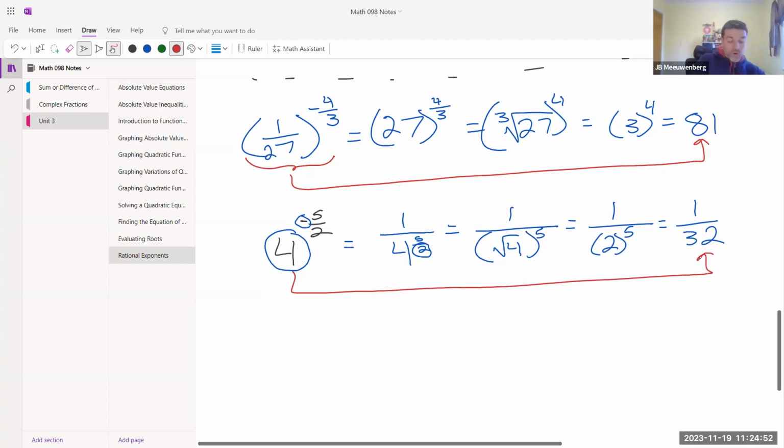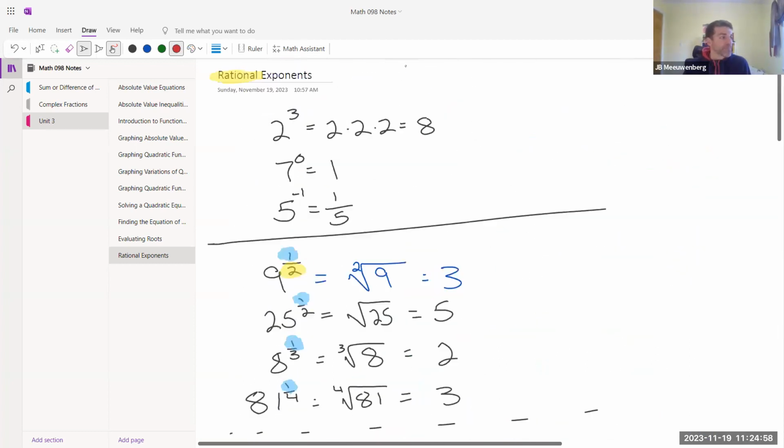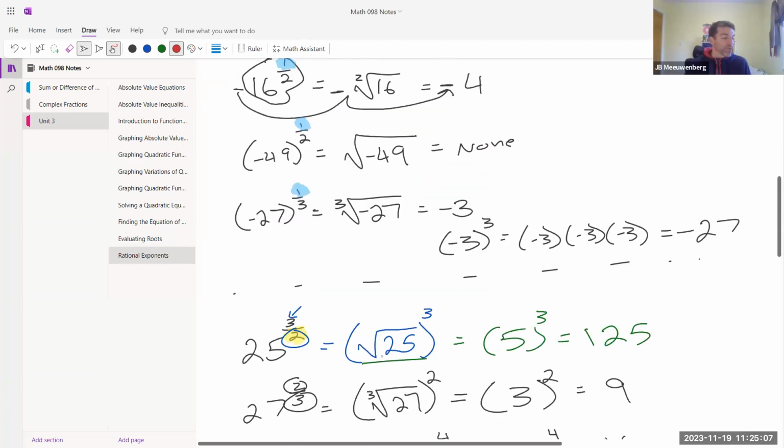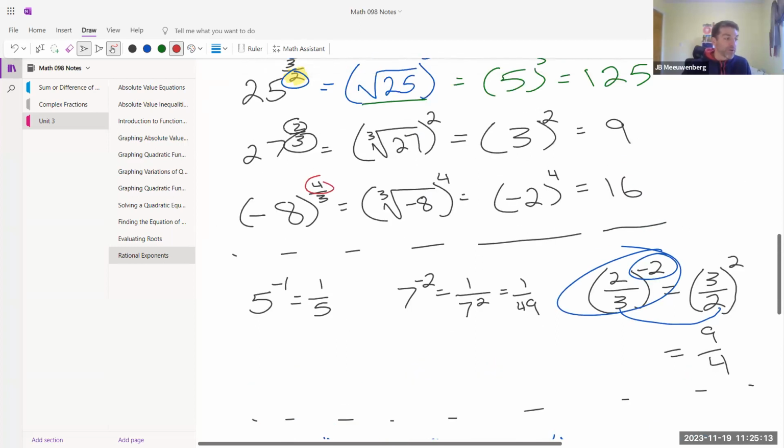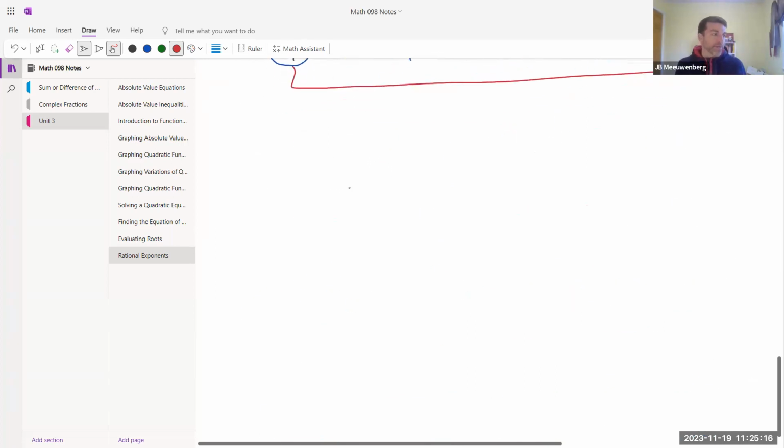So this was all about, so far, how we evaluate expressions that have rational exponents, right? Anything with a fraction in the exponent. Sometimes they were positive, sometimes they were negative, sometimes they had numbers other than 1 in the numerator. And the last thing we're going to look at is how we simplify exponential expressions with variables and rational expressions.